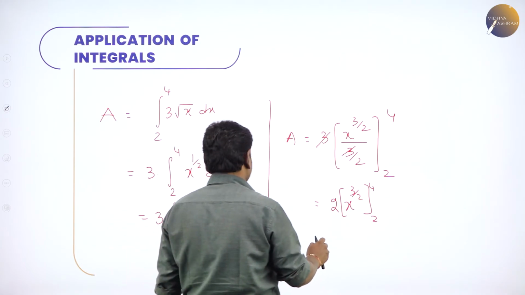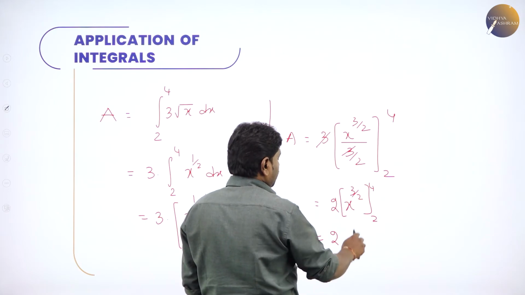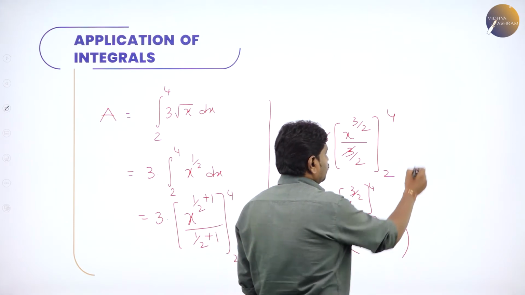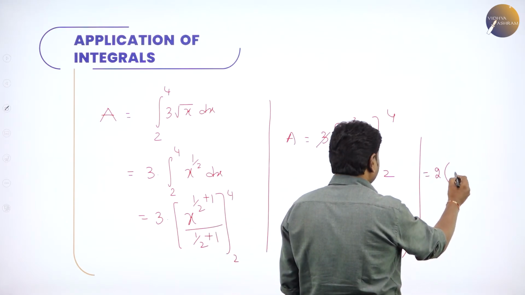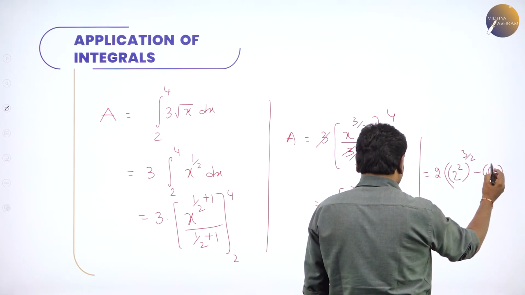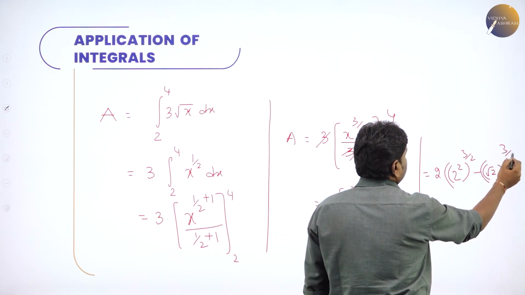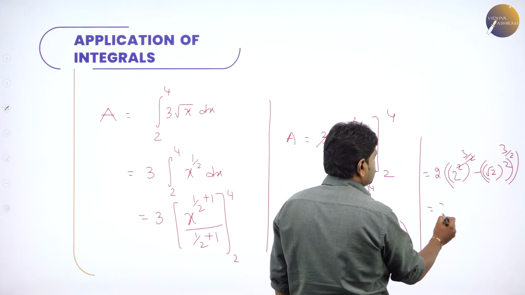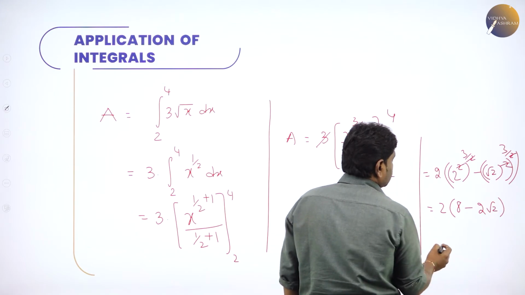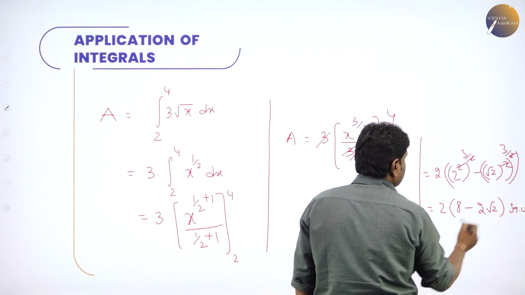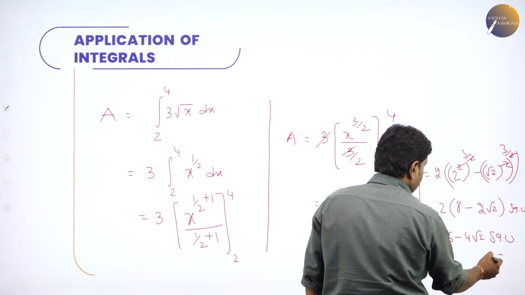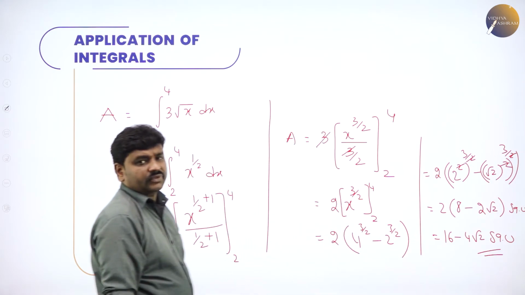So then 2 into upper limit 4 power 3 by 2 minus 2 power 3 by 2. So you know 4 power 3 by 2 can be written as 2 square power 3 by 2. This can be written as root 2 whole square power 3 by 2. So that you can cancel. Now square root cancels, 2 cube is 8, minus square root cancels, root 2 cube is 2 root 2. So you can leave it in square units, or you can say 16 minus 4 root 2. Or you can take 4 common further, anything is fine.